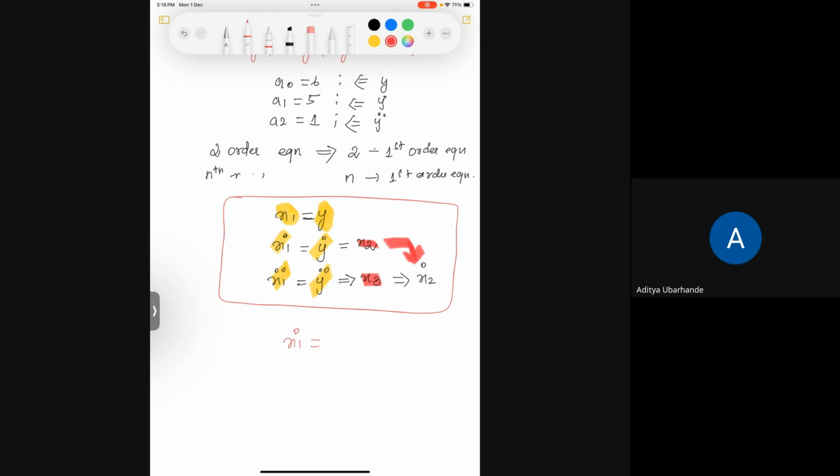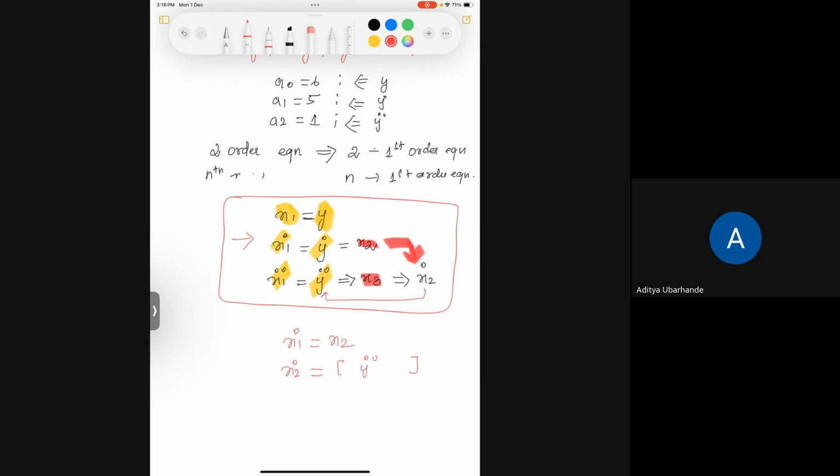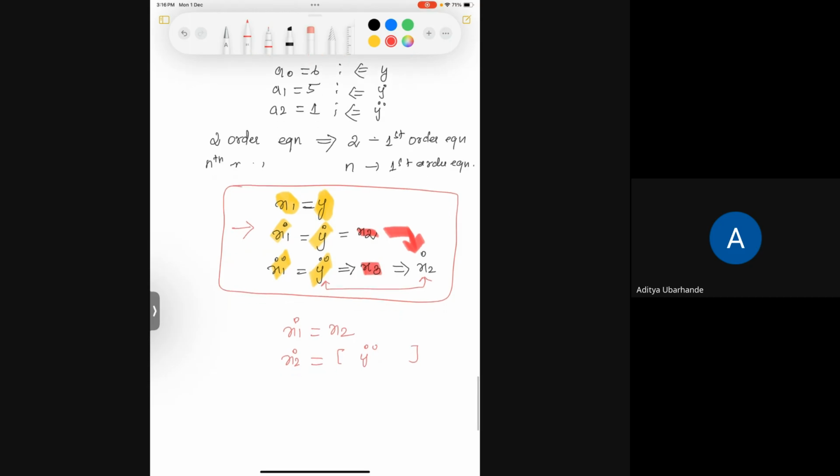x1 dot equal to x2 from this line. x2 dot equal to some I have to get it. Right. For now, this is okay. x1 dot equal to x2. You understood that, right? Yes, ma'am. Now x2 dot equal to y double dot. This is what we are going to write. What is y double dot?